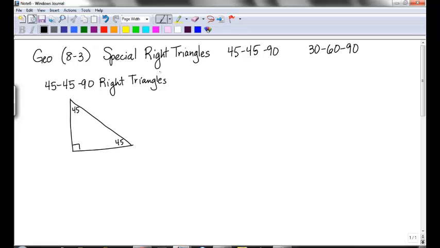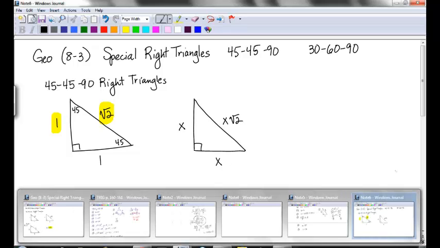Standard labels in trig are 1, 1, radical 2 for a 45, 45, 90. But in geometry, they change, and basically they're saying that to get from this side to this hypotenuse, you multiply by radical 2. So in general, standard labels would be x, x, and then x radical 2.